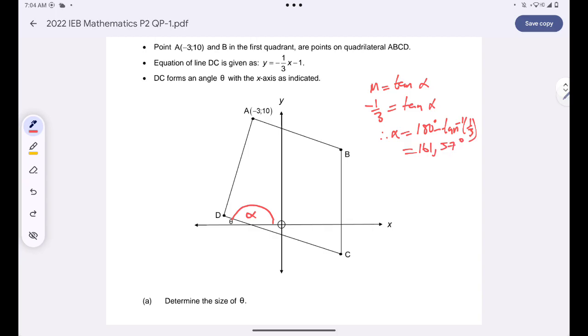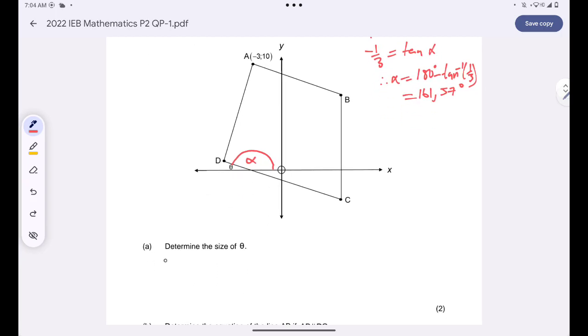But I was asked to find theta. I know that theta plus alpha will give me 180 degrees. Why? These are two angles on a straight line, right? So theta will just be 180 minus alpha. The angle of alpha is 161.57 degrees. 180 minus the answer. Angle theta is just 18.43 degrees.